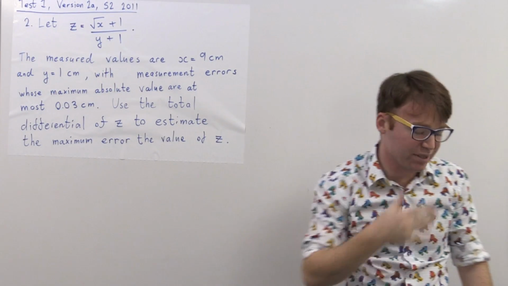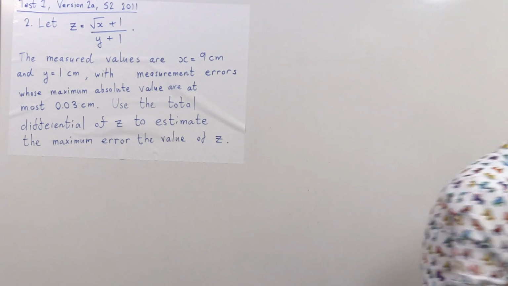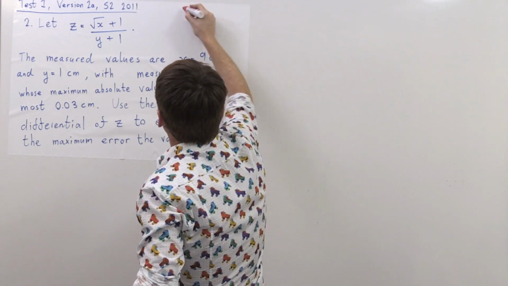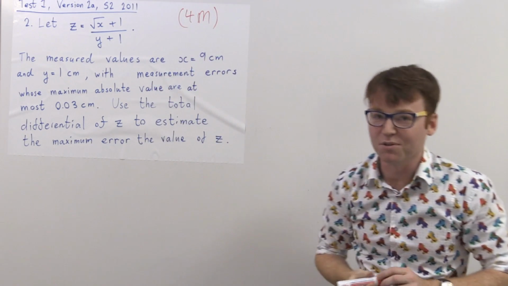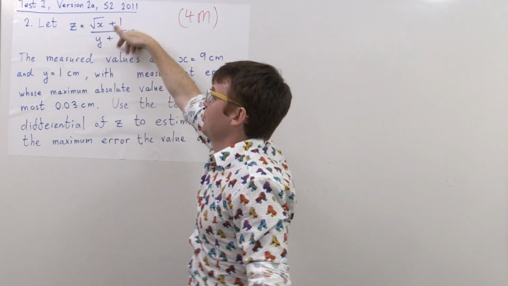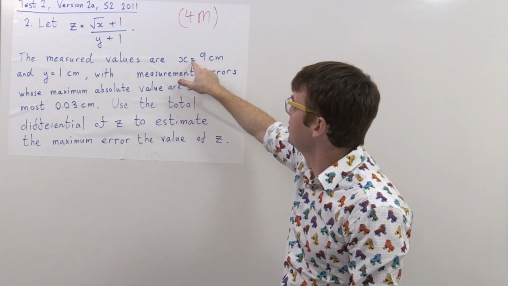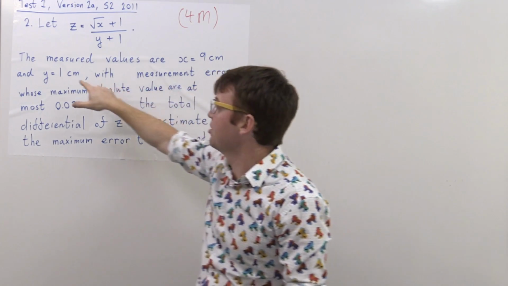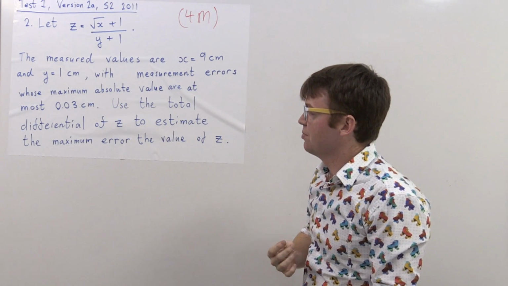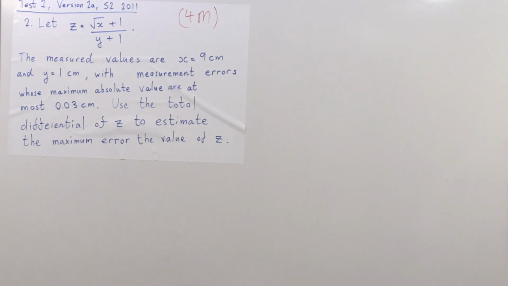Okay, so this is probably the hardest question in any of the tests. It's a 4-mark question, so that will first of all alert you to the fact that this is probably going to be more involved than the previous questions. You're given some crazy function. z is a function of x and y, and you're told a measured value of x is 9 centimeters, another value y is 1 centimeter, and the error in this measurement is at most that. So maybe I'll just write that down.